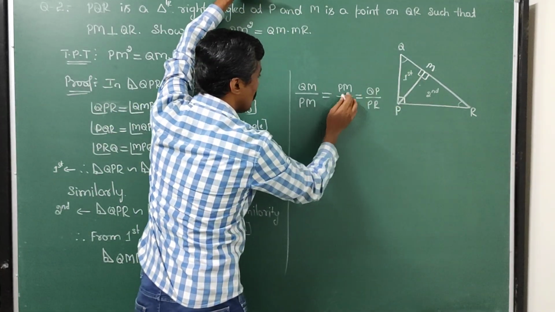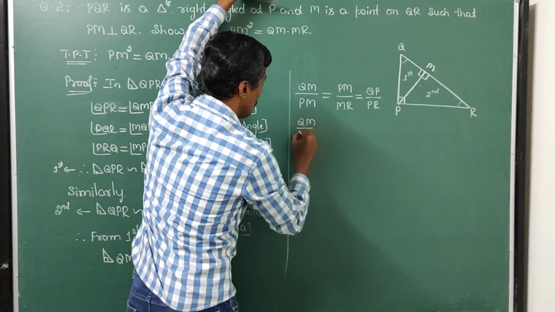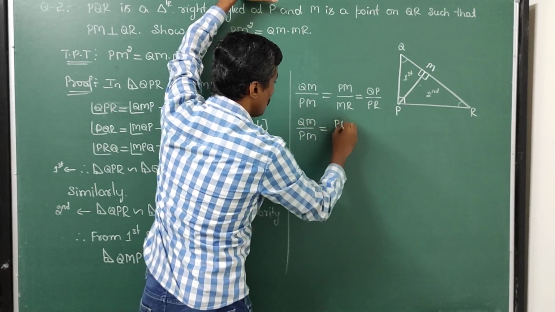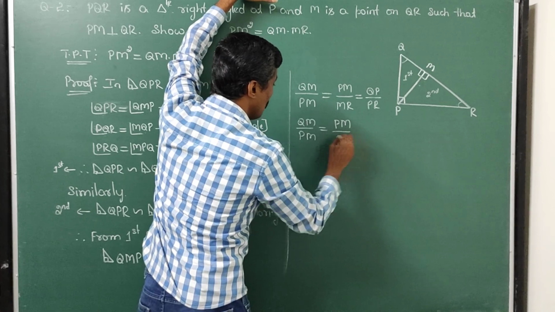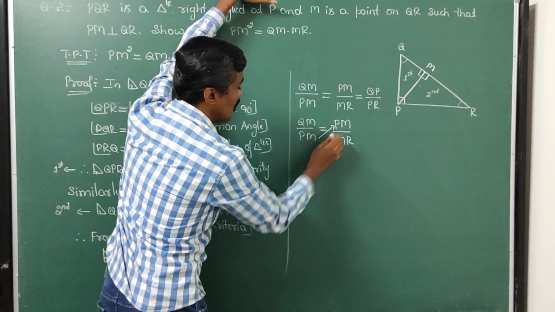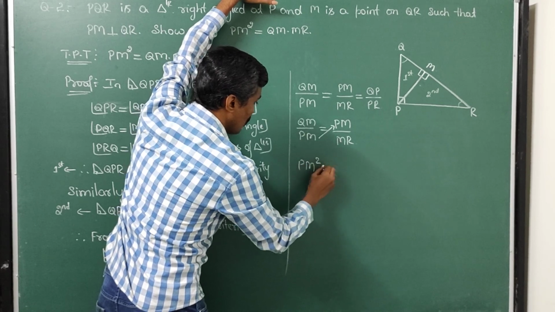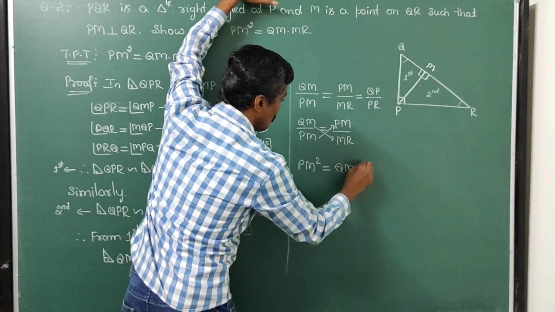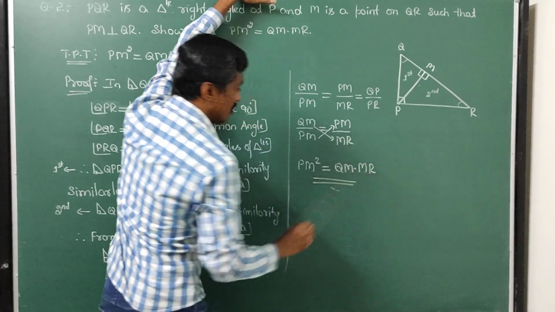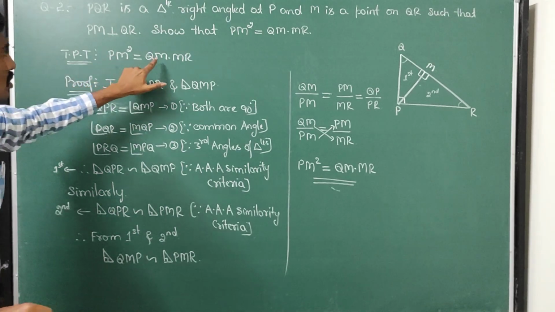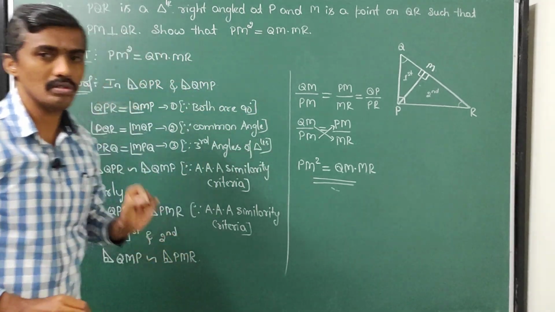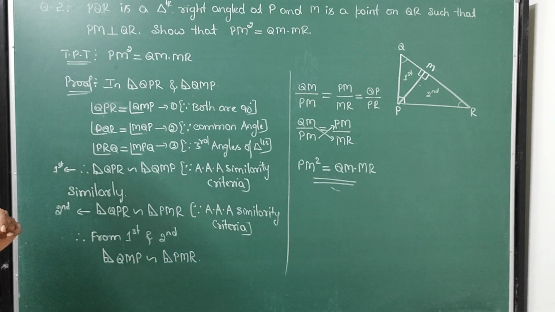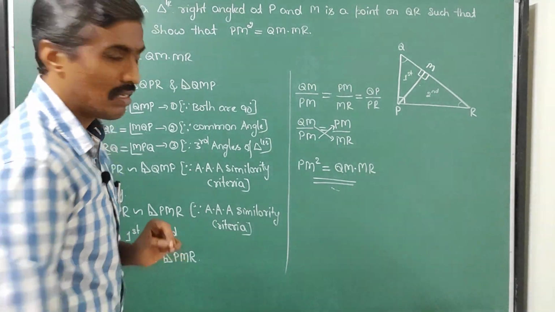So leave this, just take QM divided by PM is equal to PM divided by MR. Cross multiply it: PM into PM, that is PM square, is equal to QM into MR. So that is the thing we have to prove: PM square is equal to QM into MR. So this is a 3 marks problem, a very interesting problem also. Please pause the video and note it down. Okay. Next, I will move on to the next problem.